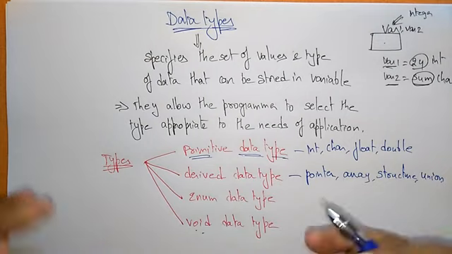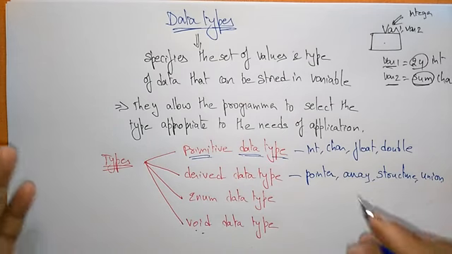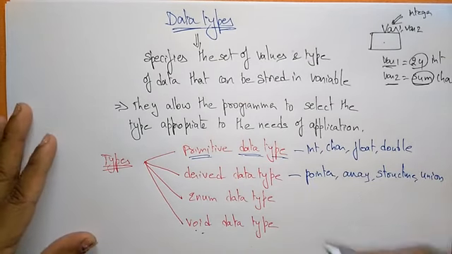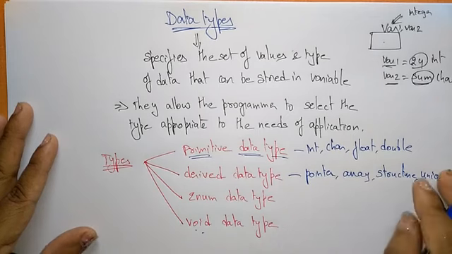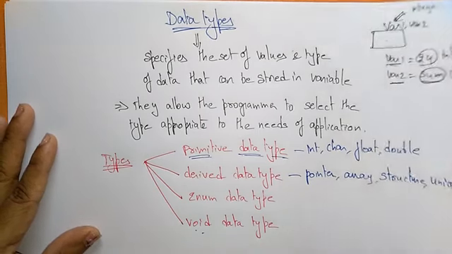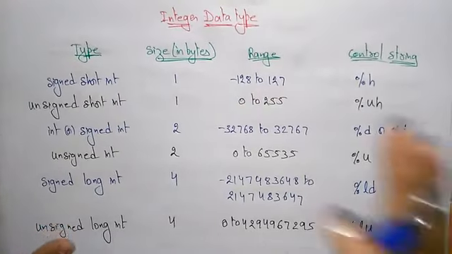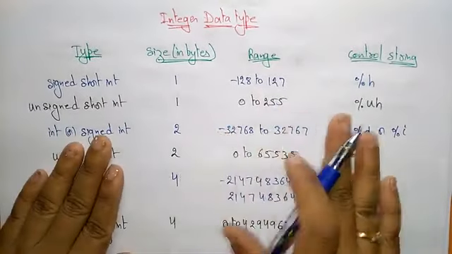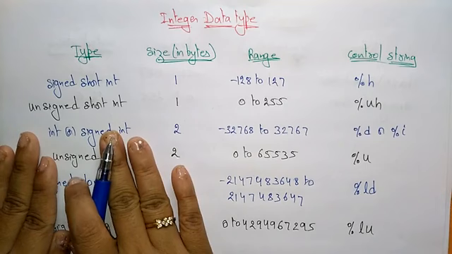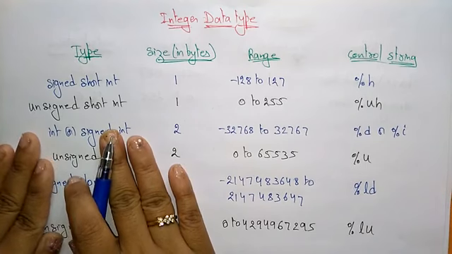Whereas the derived data types will be explained in the coming topics, whenever we are discussing pointers, arrays and structures. Now let us see the primitive data types. In the primitive data types, the first data type is the integer. So what is this integer data type? There are different integer data types present.